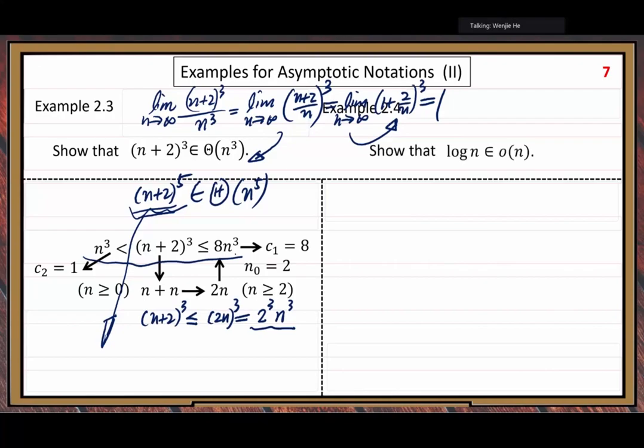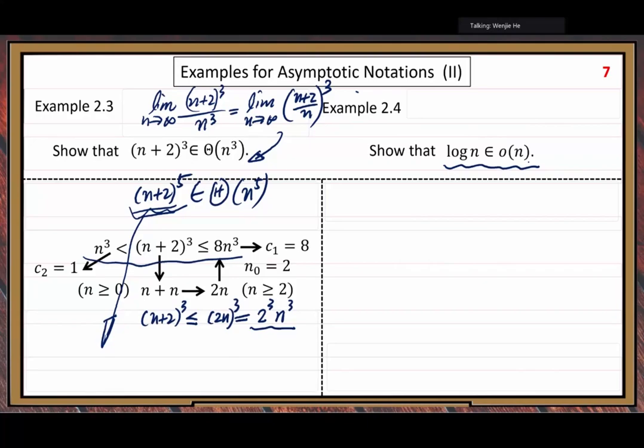Next, let's try another example. For this example, show that the log function belongs to little o of n. What's little o? For little o, we know the limit of the ratio of these two functions equals 0. That's little o.